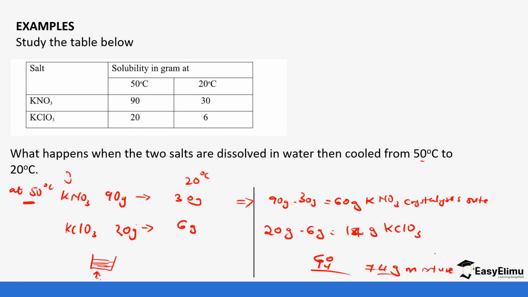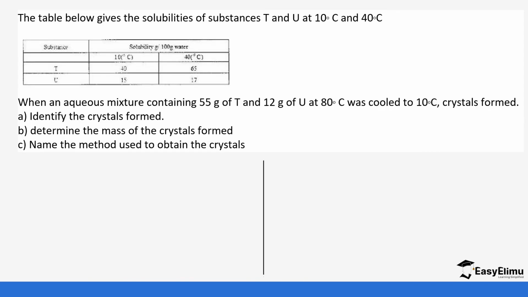And that's how you are able to use fractional crystallization with different temperatures. Let's do another question. The table below gives the solubilities of substance T and U at 10 degrees Celsius and at 40 degrees Celsius. Substance T dissolves 40 grams in 100 grams of water at 10 degrees Celsius, and 65 grams at 40 degrees. And then U dissolves 15 grams in 100 grams of water and 17 grams in 100 grams of water.